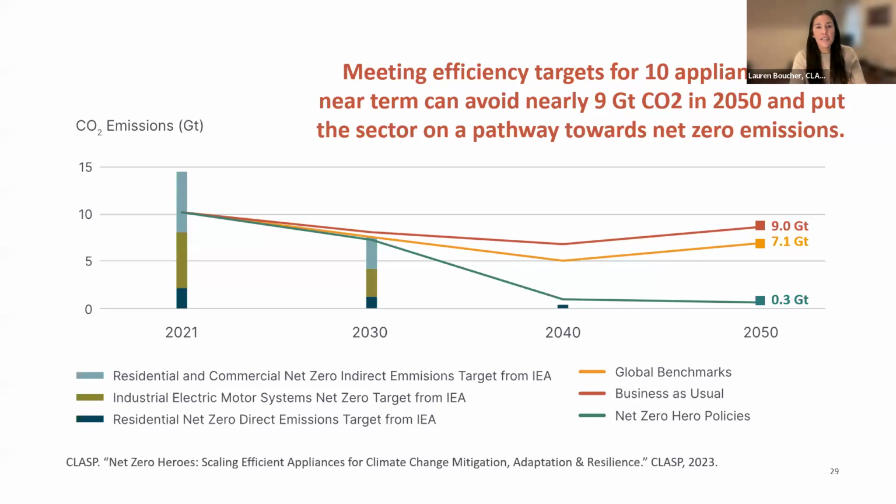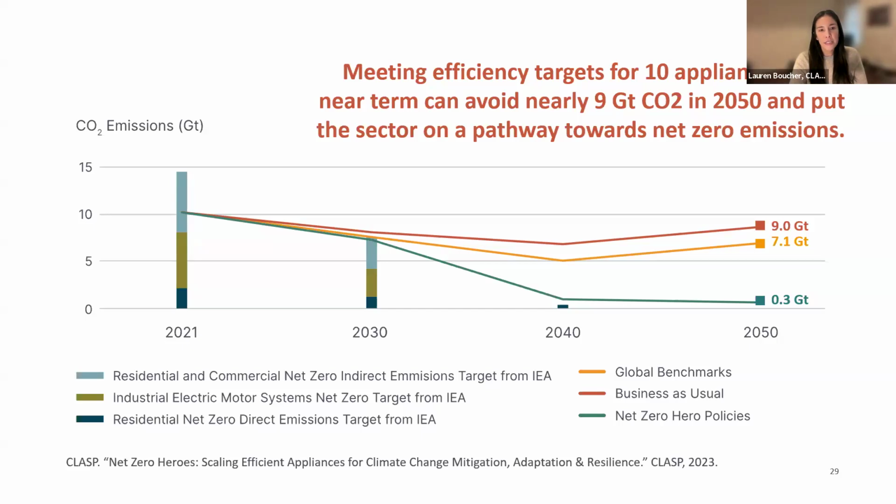So in terms of where the opportunity is for appliance energy efficiency, CLASP launched a report titled Net Zero Heroes in 2023, where we wanted to model what efficiency targets would be necessary for appliances and equipment to meet global net zero targets by 2050. Looking at this graph, we compared emissions, those are the bars, in IEA's net zero scenario, and then modeled using CLASP's modeling tool, MEPC, the impact of meeting stringent yet achievable efficiency targets for 10 appliances and equipment.